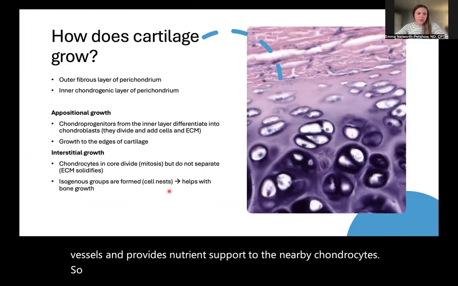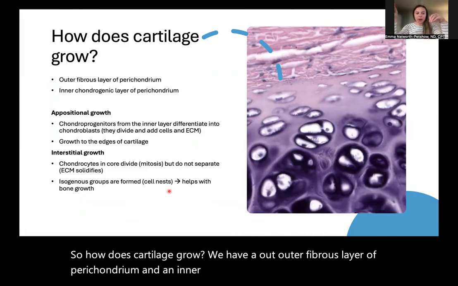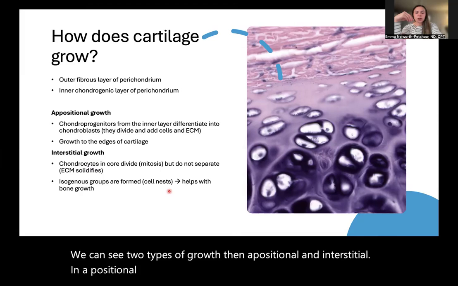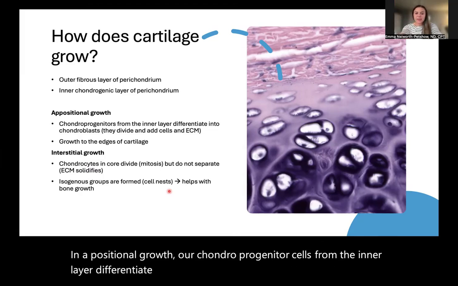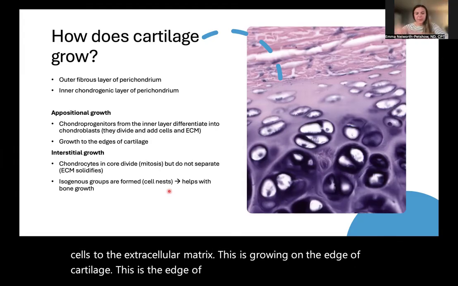So how does cartilage grow? We have an outer fibrous layer of perichondrium and an inner chondrogenic layer of perichondrium. We can see two types of growth then, appositional and interstitial. In appositional growth, our chondroprogenitor cells from the inner layer differentiate into chondroblasts. They then divide and add cells to the extracellular matrix. This is the edge of cartilage growing.